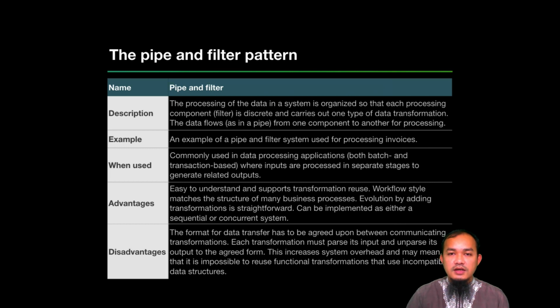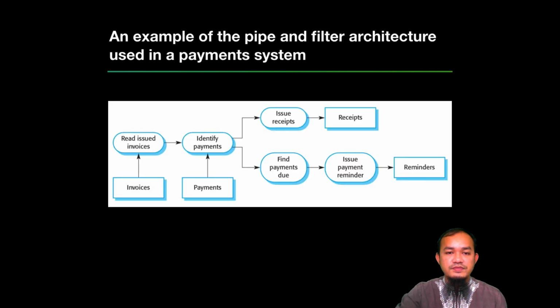That means the data will be sent through the pipe, right? The data is sent through the pipe, and then the filter decides whether the data will pass or not. Will it pass this filter, will it pass this stage or not? We call this pipe and filters. You can see this architecture pattern here. If you see anything similar to this, we call it pipe and filter architecture.